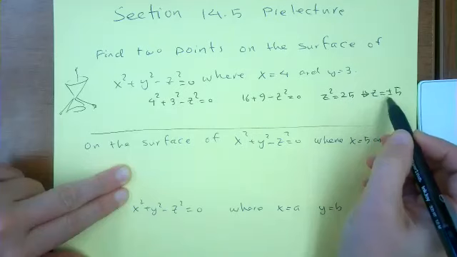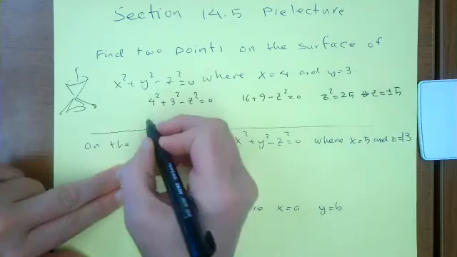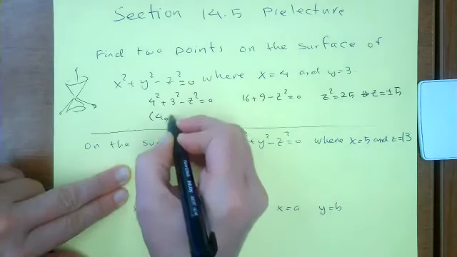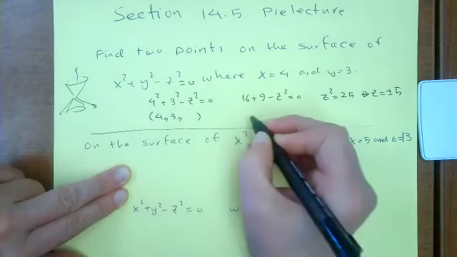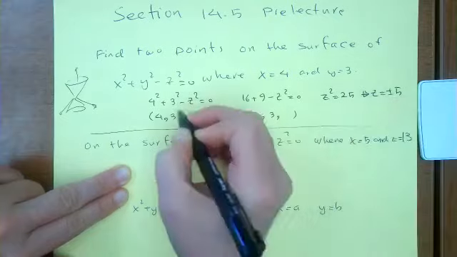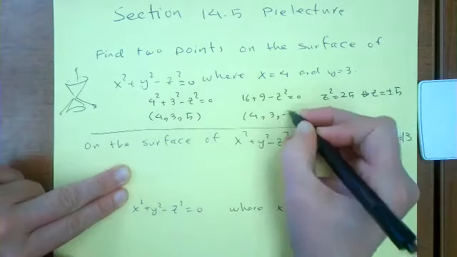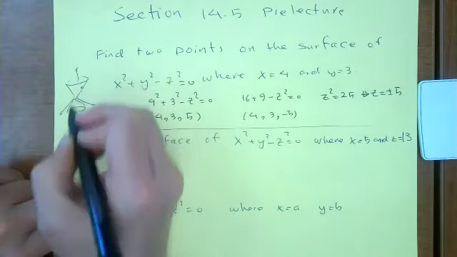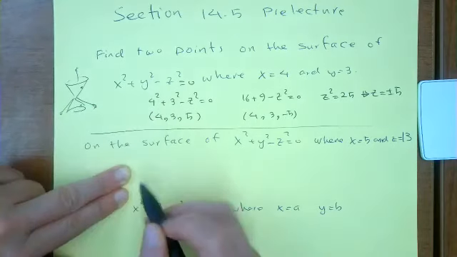And so now I have to write the 2 points down. Both of them have 4 and 3 for x and y, and in z, 5 and negative 5. So if you look at it, there's 1 up there and 1 down here.